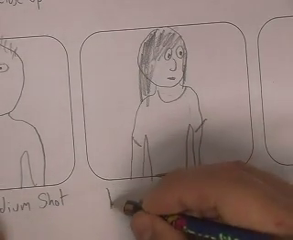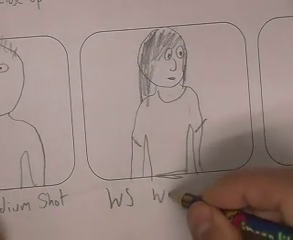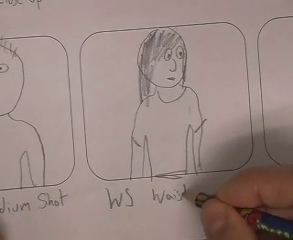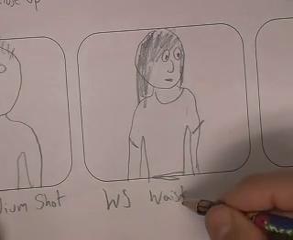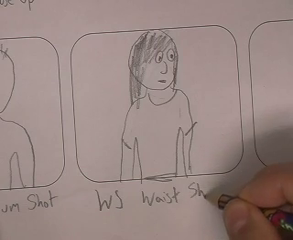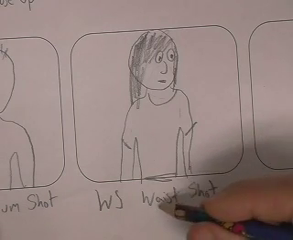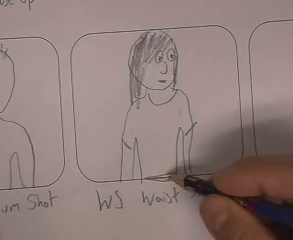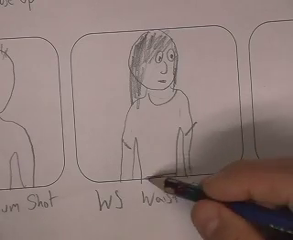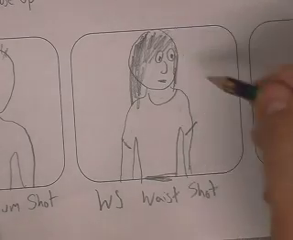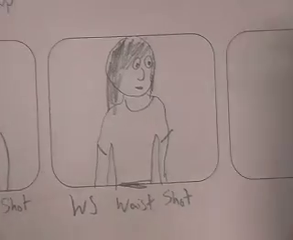Okay, the abbreviation WS, W-A-I-S-T. We want to make sure we spell it right, because there's a homophone for waist, and that's not the kind of waist we want. We want this kind of waist that means right at the human body waist. Okay, so from the waist up and the head's at the very top of the screen. That's how you draw a waist shot.